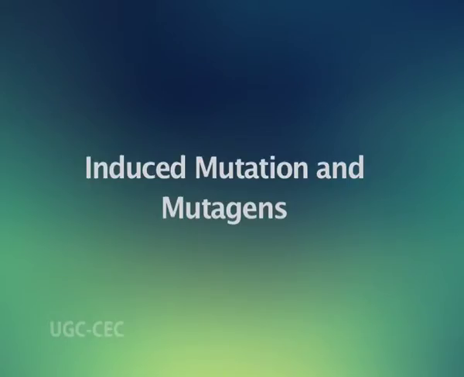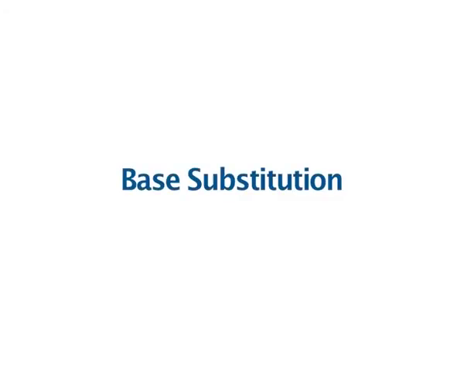Spontaneous mutations are the source of natural genetic variation observed in a population and have played a vital role in evolution. In the next topic, we'll be discussing induced mutation and mutagens. There are various forms of mutagens. The first one is base substitution.